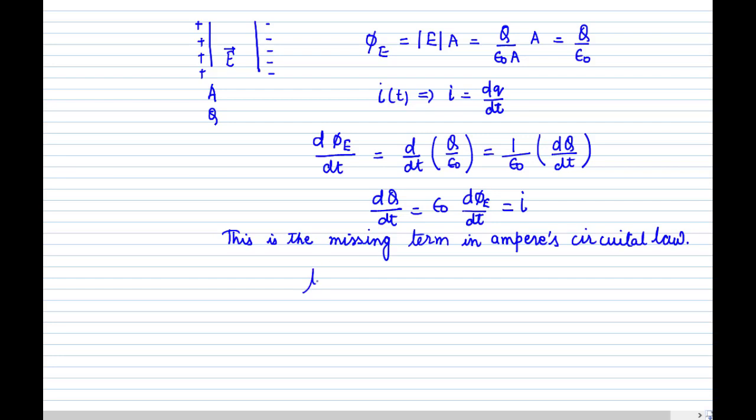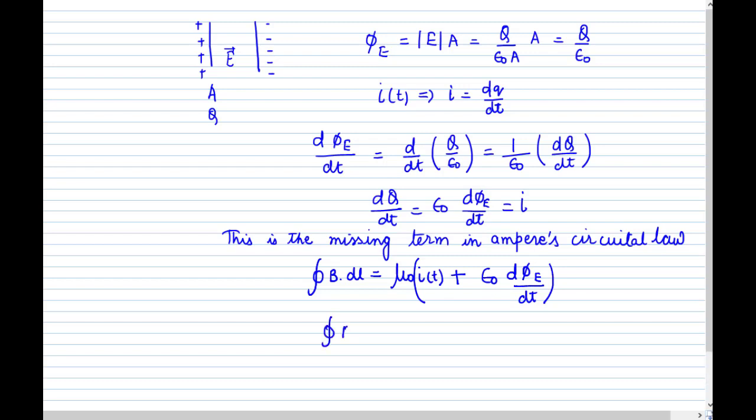So our Ampere circuital law is B dot dl is equal to mu naught I, which is a function of t. Now we can add this term because this is also a current term. This is our current due to the conductor, and this is our current which we call displacement current. So we can write Ampere circuital law as B dot dl is equal to mu naught times the current due to the conductor plus the displacement current. So this term epsilon naught d phi E upon dt is called the displacement current.